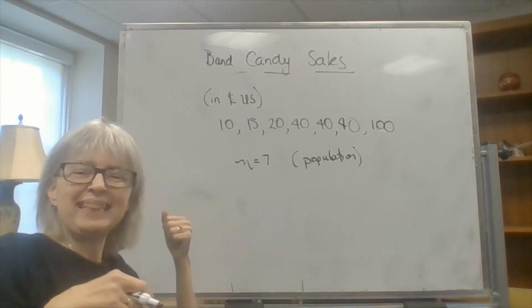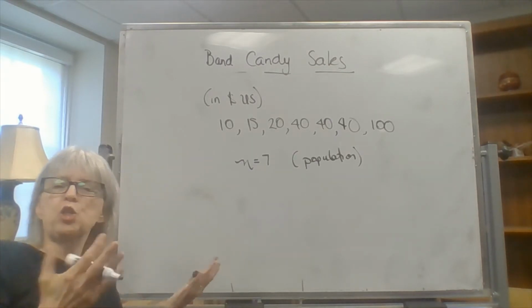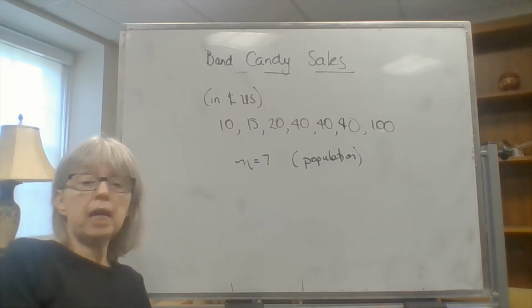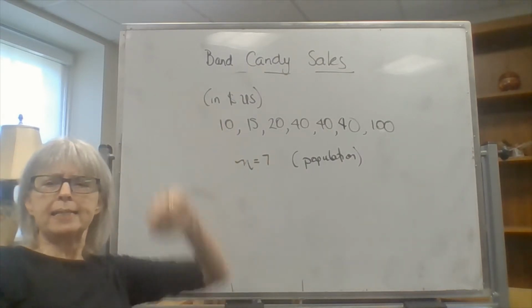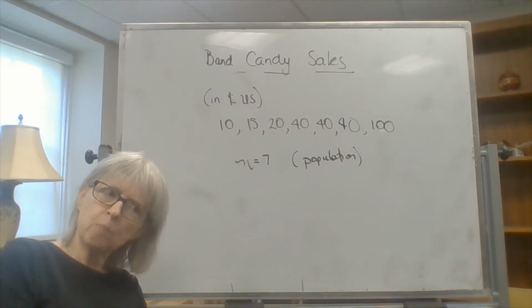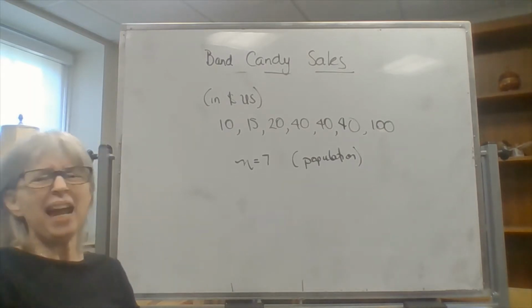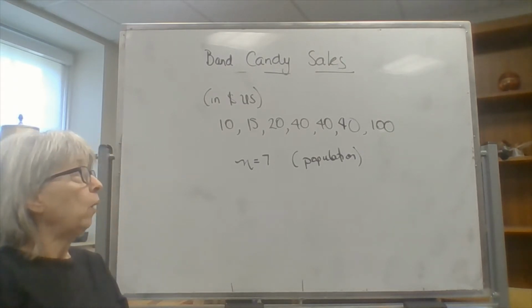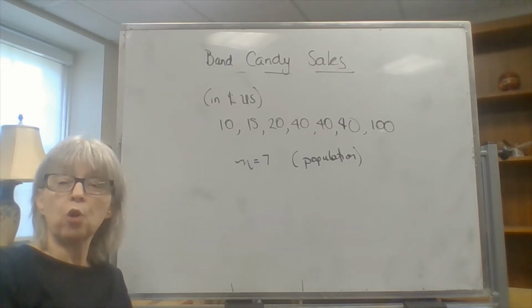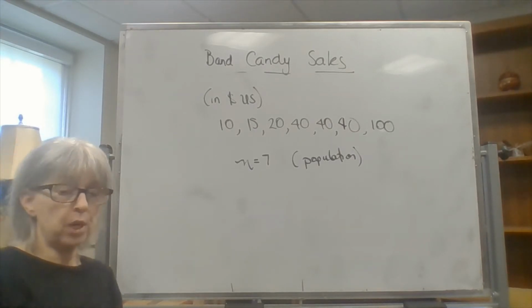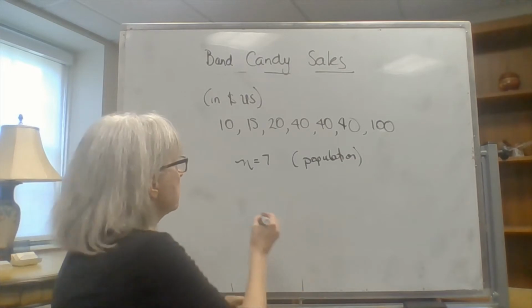All right, so I want to be able to describe this. Maybe I'm the band director, and I want to go out and tell other people about what my 7 trumpet players did with their band candy sales. Maybe I want to brag. Maybe I have to report it to somebody, like, I don't know, the principal. Well, there are many numbers I might use to describe this small set of population data. And one of those numbers I might use to describe it is the mode.